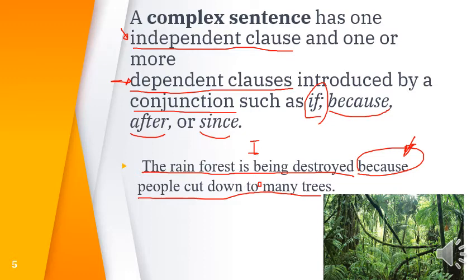Okay, the rainforest is being destroyed. So what is this sentence? It's a complex sentence. Why? Because it has two clauses. One an independent clause and the other a dependent clause. What is the dependent clause? It has a conjunction at the beginning of it. Because, if, when, since, after, before. Okay.